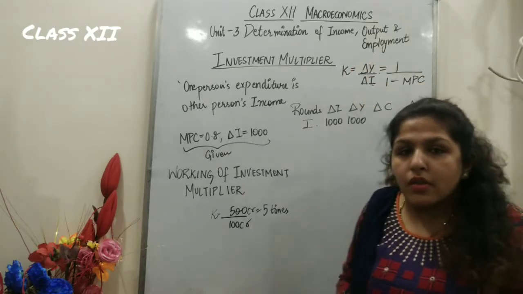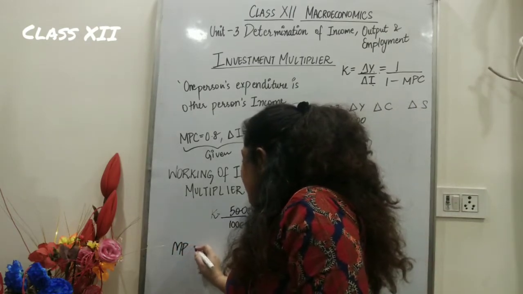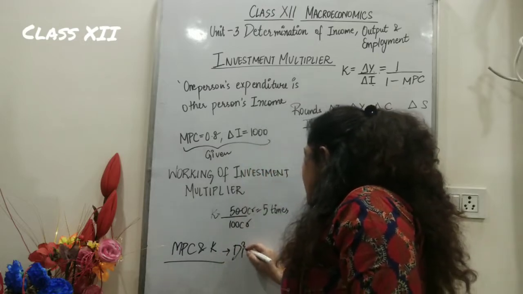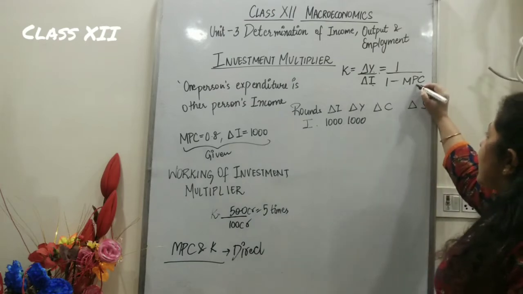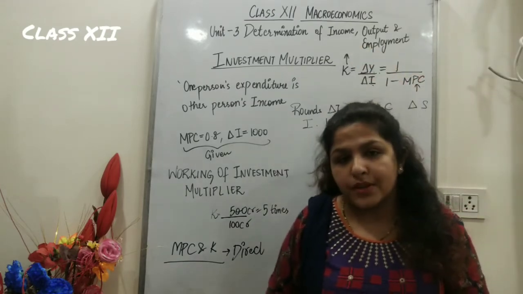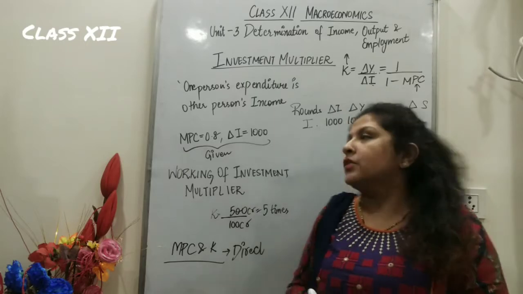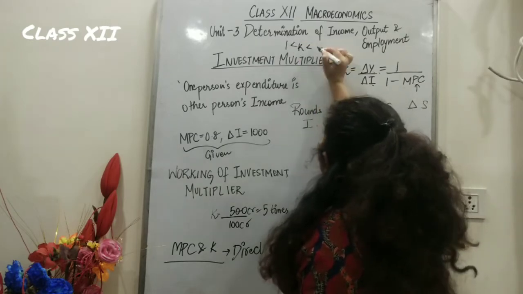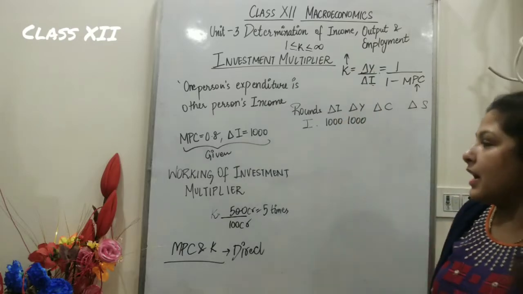So you should know the relationship between MPC and multiplier, that is a direct relationship. How is the relationship? Direct relationship between MPC and multiplier. More the MPC, more the multiplier, right? जितना ज़्यादा MPC तुम put करते जाओगे, 0.4, 0.6, right? More the MPC, more the multiplier, and the multiplier value lies between 1 and infinity.